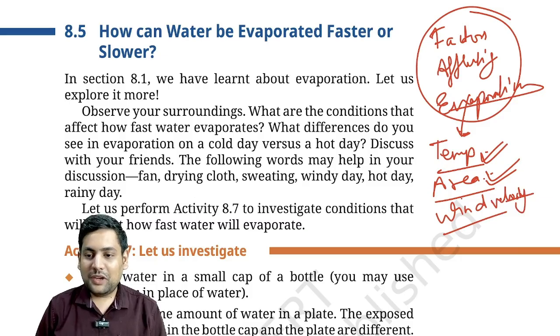See, if it is a windy day, your cloth gets dried faster. If you don't believe this, if there is no sun, like welcome to Bangalore, you don't get sun. So what will you do? You will have to dry your clothes inside. How do you dry it inside? You put it under a fan, at full speed.